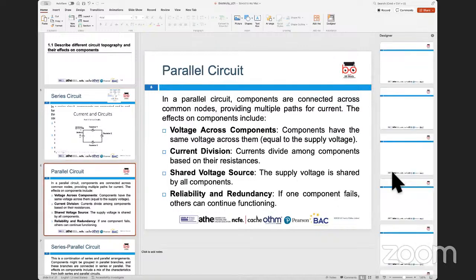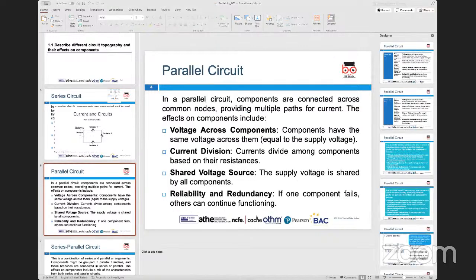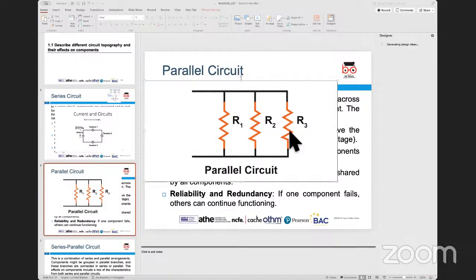Now, when we talk about the second type, we look at parallel circuits. In parallel circuits, the components are connected across common points on a junction. And this would allow the current to flow through multiple paths. So a parallel circuit would look like this, right?